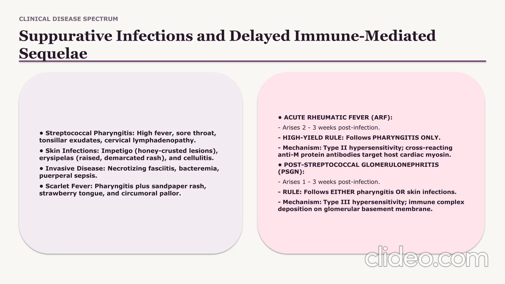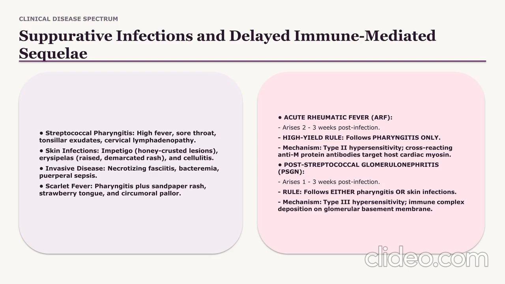Serology. ASO titers, elevated greater than 200 IU per milliliter in pharyngitis and ARF. Anti-DNase B antibodies, elevated greater than 300 to 350 U per milliliter. This is the marker of choice for pyoderma and PSGN.